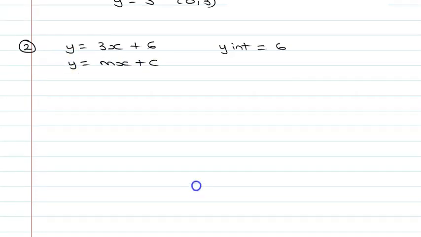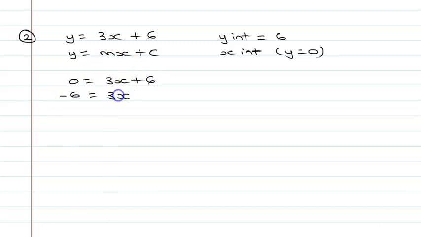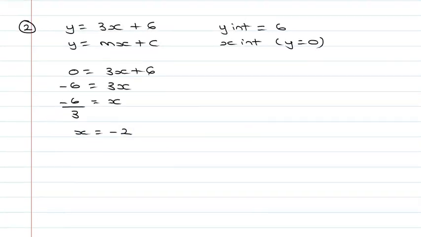Now let's have a look at finding the x-intercept. To find the x-intercept we need to substitute when y equals 0 into our equation. So let's put 0 equals 3x plus 6 and rearrange. I'm going to take the 6 over to the other side, leaving me with minus 6 equals 3x, and then to solve, divide both sides by 3, leaving me with x equals negative 6 over 3. Of course I can write that the other way around, so x equals negative 2. So I now know that my x-intercept is negative 2.